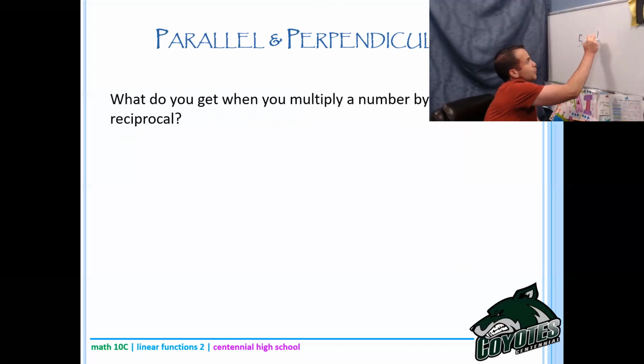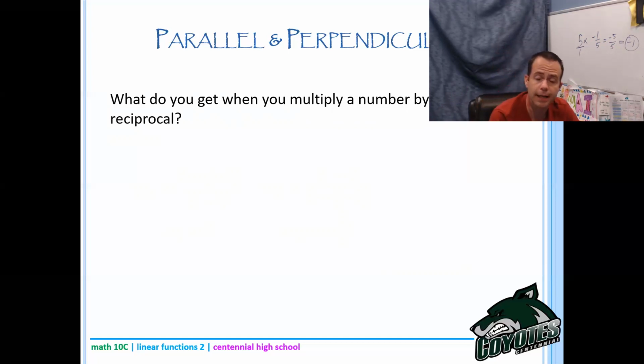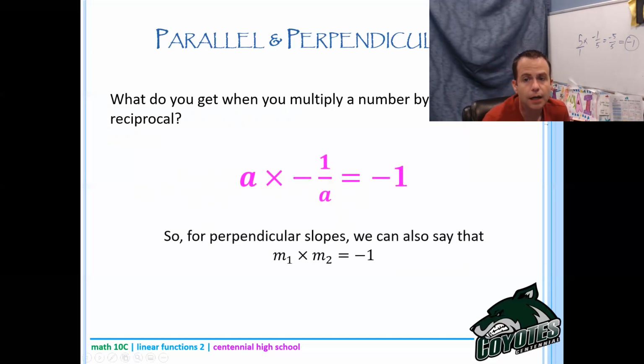Well, that'd be -1 over 5. So if I multiply those together, this is like 5 over 1. So that's going to give me -5 over 5, which equals -1. Now, you can do that with any number you want. When you multiply a number by its negative reciprocal, you're going to get -1. A times -1 over A is going to give you -1.